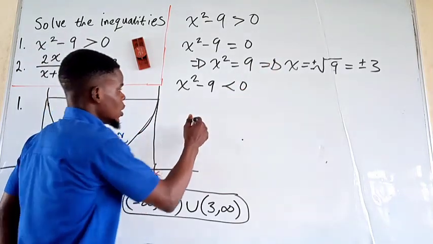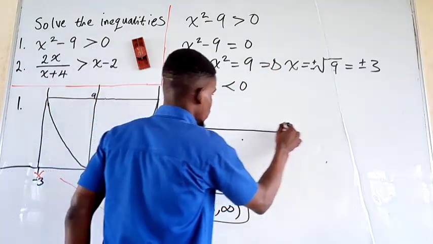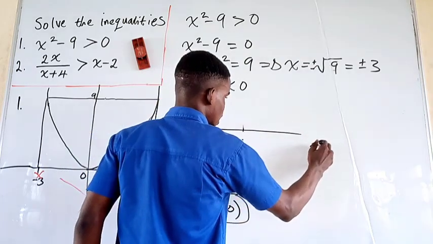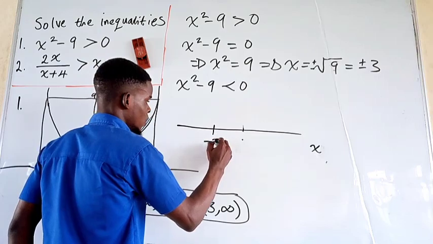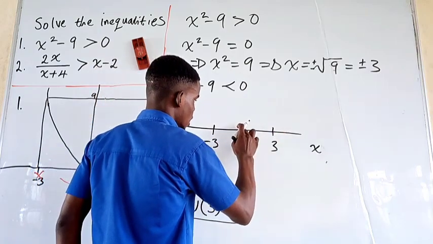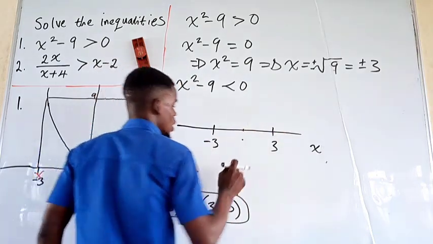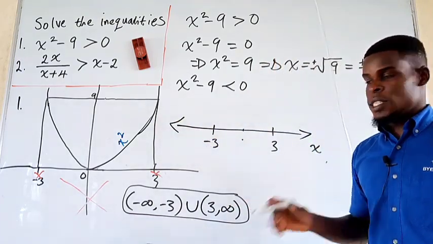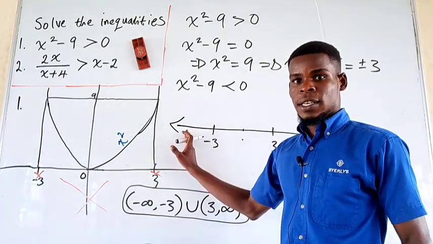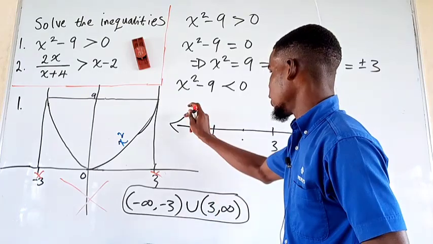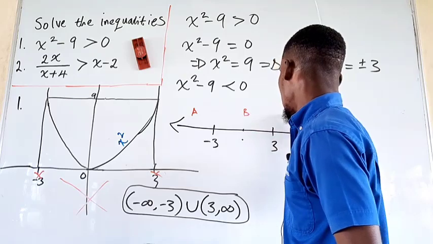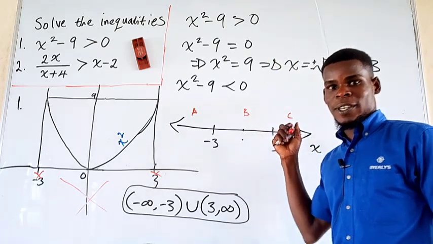In fact, this is what I would like to do with those values. We draw a line, that is the x-axis. We pick negative 3, we pick positive 3, we will do a testing. So what we would like to do is pick a point from this first interval, we call it interval A, we pick a point from the middle interval, and we pick a point from the last interval.